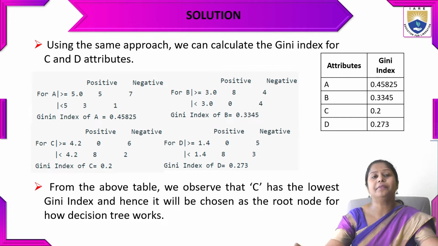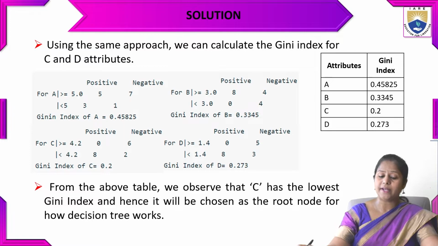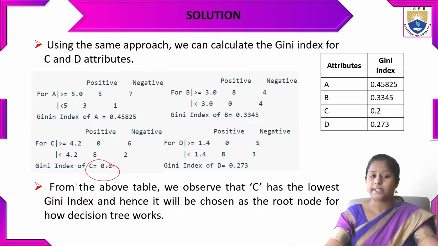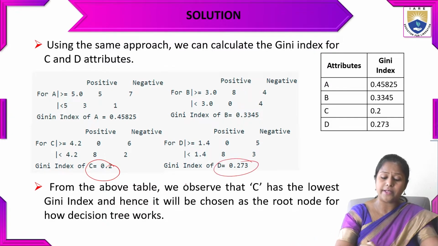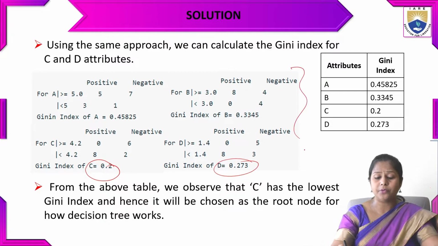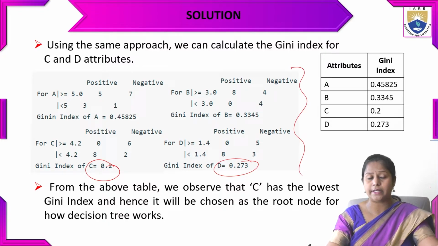Now we use the same approach to calculate the Gini index for the other values, C and D. For C we get a Gini index of 0.2, using the same formula we took earlier for two variables. For D we get the Gini index as 0.273. So from these four calculations, we have got the Gini indexes for each value.